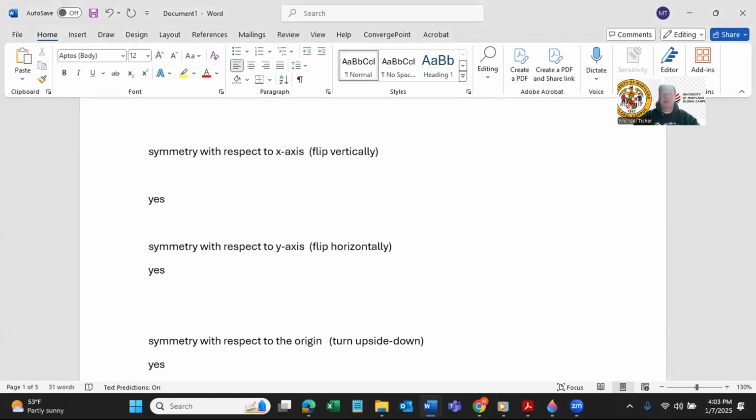And that's how to test for symmetry with respect to the x-axis, y-axis, and origin for a particular graph.